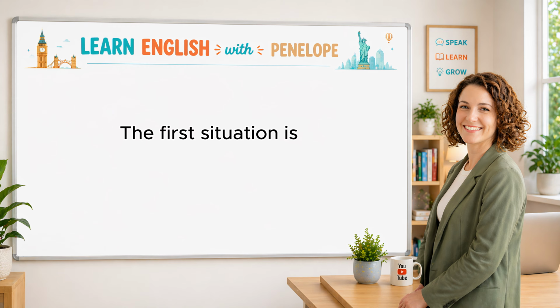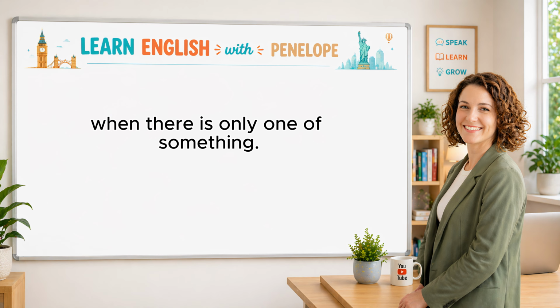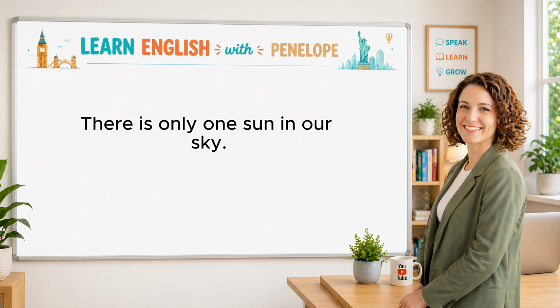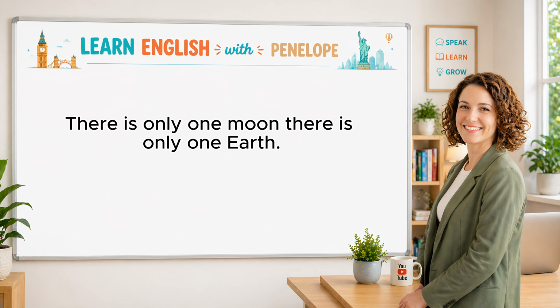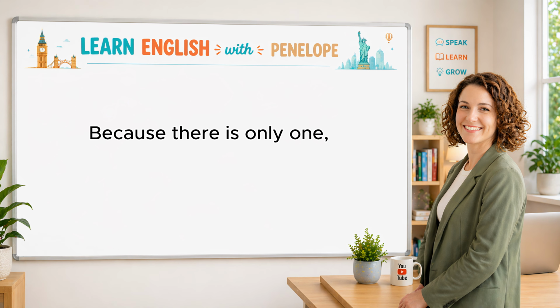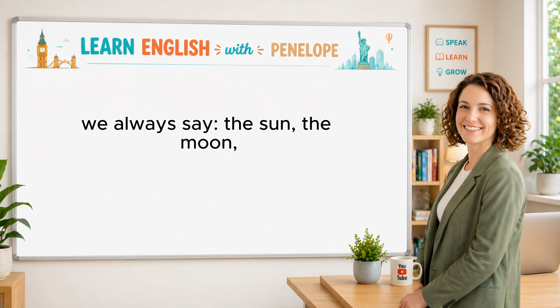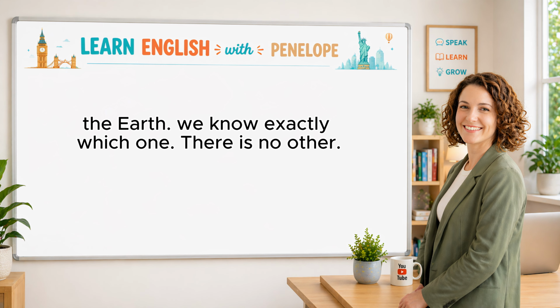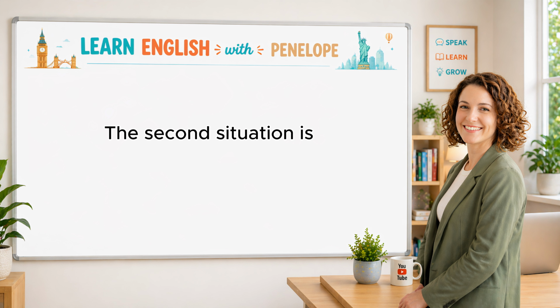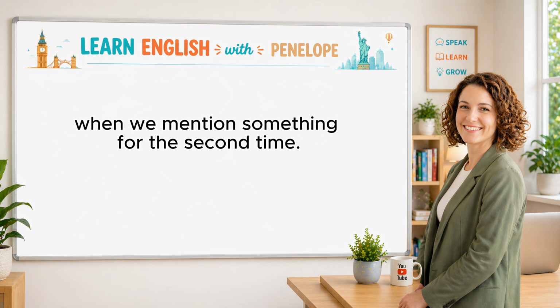The first situation is when there is only one of something. There is only one sun in our sky. There is only one moon. There is only one earth. Because there is only one, we always say, the sun, the moon, the earth. We know exactly which one. There is no other.